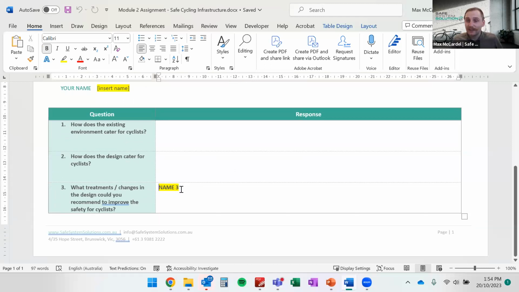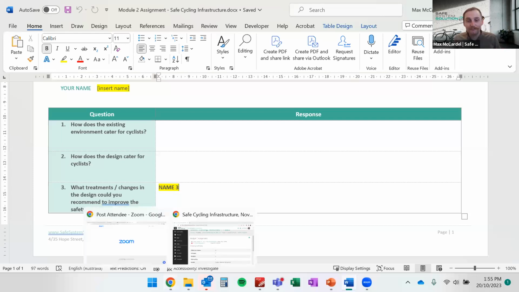Number 3 is where you get to be a little bit creative and you get to redesign things. So it's saying, what treatments or changes in the design could you recommend to improve the safety for cyclists? We've also highlighted that we only want you to list 3. So we often get a dozen or so different treatments, but we want you to pick what would be the 3 best things that you could change about the design to make things safer for cyclists.